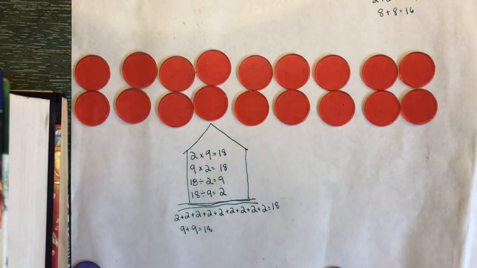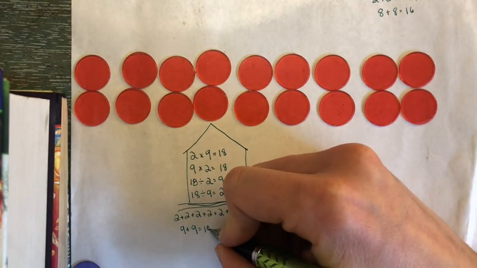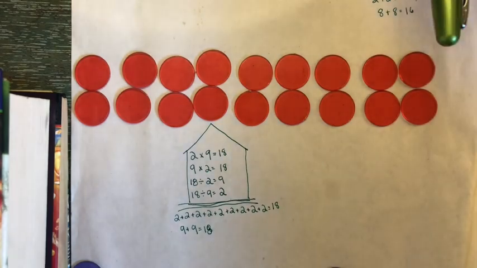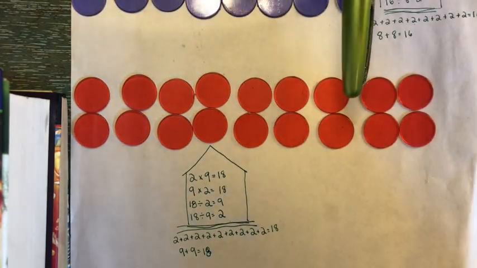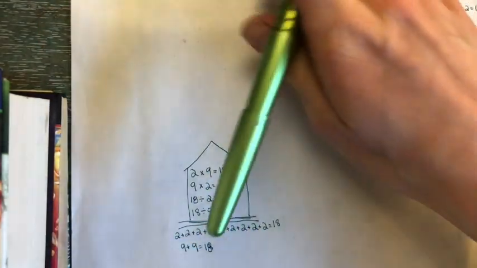Okay, my last fact family that we're going to do today is a little sideways. Our last fact family that we're going to do today is the fact family for 2 times 10. So I'm going to clear these arrays off.